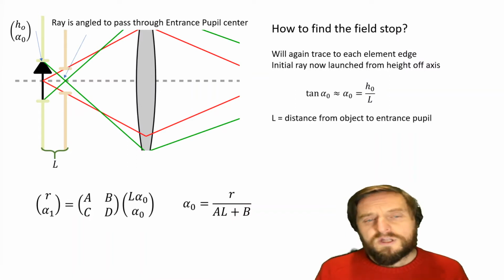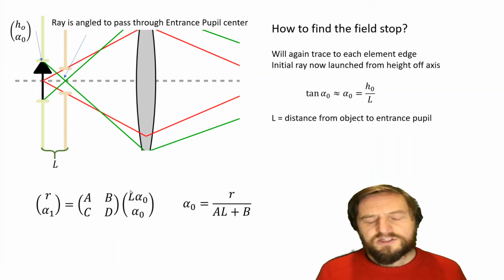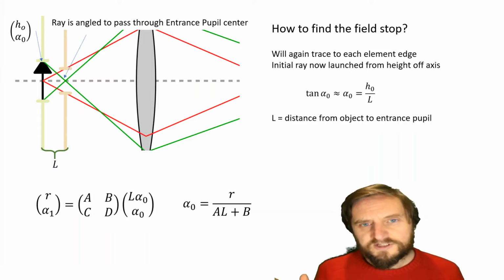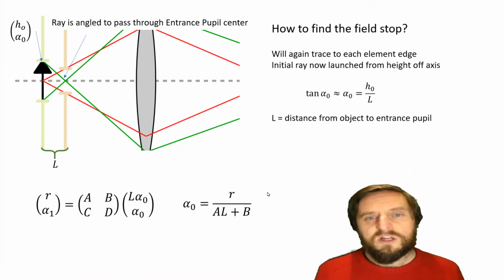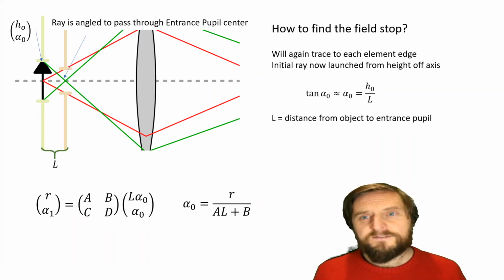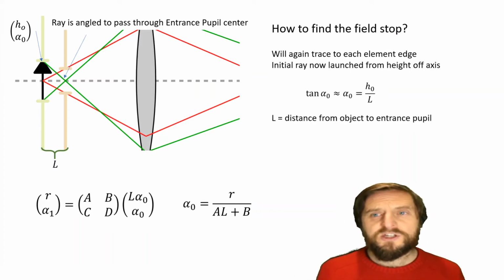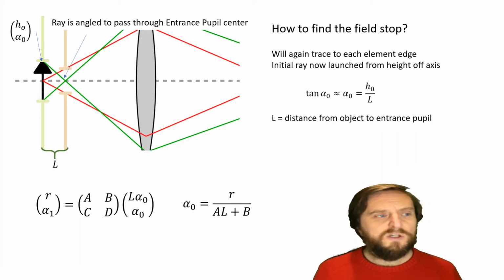You go through each individual element, calculating the matrix up to that element, and use the matrix to calculate the angle. Smallest angle is the field stop. You can then take that field stop and find its image in the preceding elements and in the after elements to find the entrance window and the exit window.